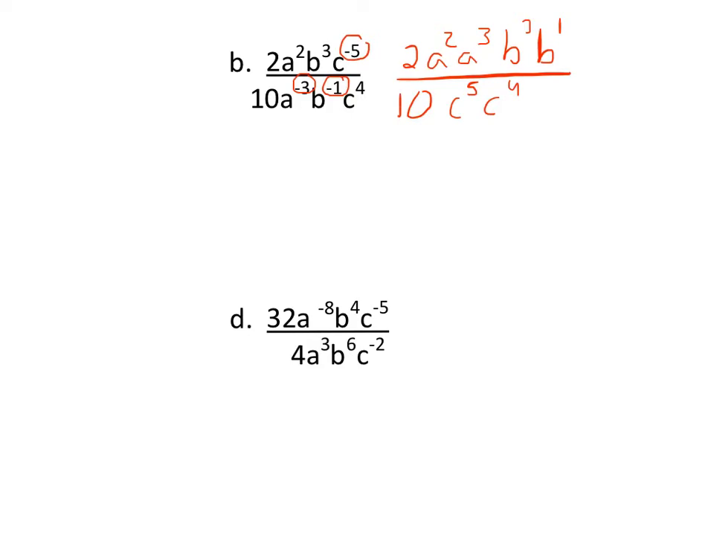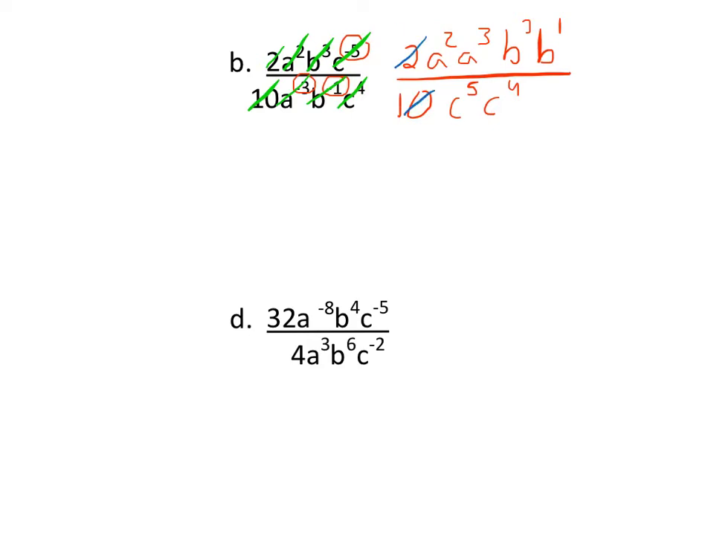So if we take a look at this, make sure we have everything. We have our 2 on top, 10 on the bottom. We have an a squared there. We have a b cubed still there. c to the fifth is now below. a to the third is now in the numerator. b to the first is now in the numerator. And c to the fourth is still in the denominator. All right, so let's clean it up.